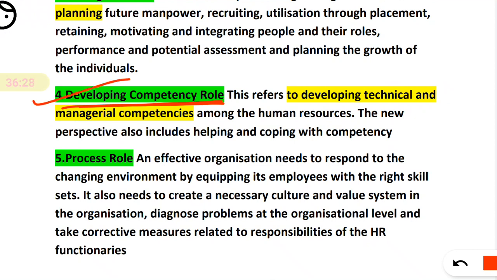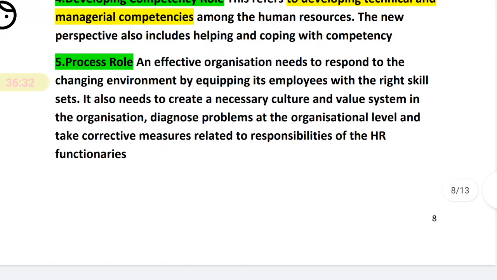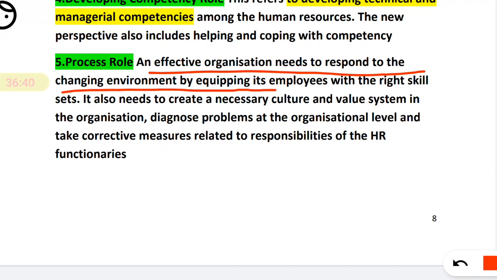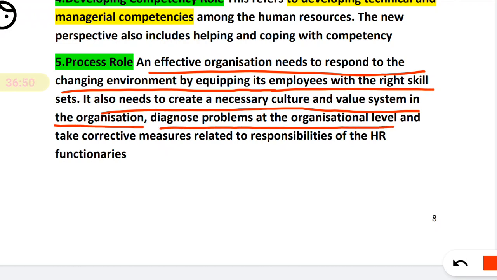Okay, next is the process role. Fifth role is the process role. So what is in the process role? See, an effective organization needs to respond to the changing environment by equipping its employees with the right skill sets. It also needs to create the necessary culture and value system in the organization, diagnose problems at the organizational level, and take corrective measures related to the responsibilities of the HR functionaries.